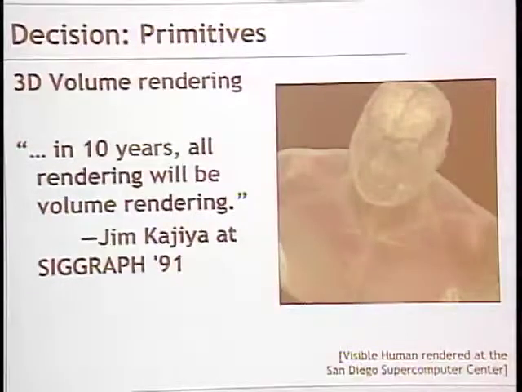Okay, or we could do volumes. So Jim Kajiya, a very famous graphics researcher, said at the time that all rendering was going to be volume rendering, okay? Because volumes are sort of supersets of all the other things. And this is a beautiful volume rendering of a particular dead guy, I guess. Oh, this is kind of gross, so it's a good story.